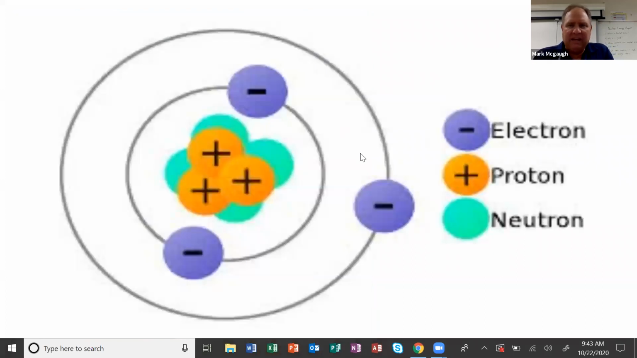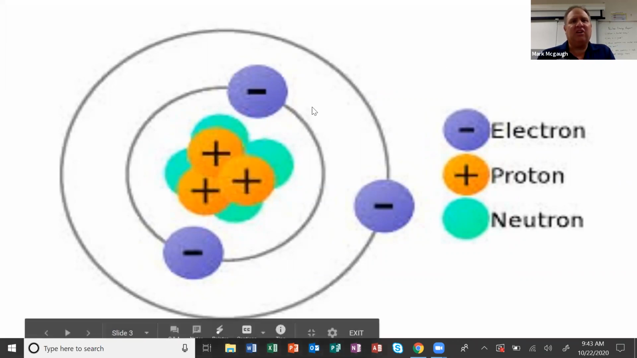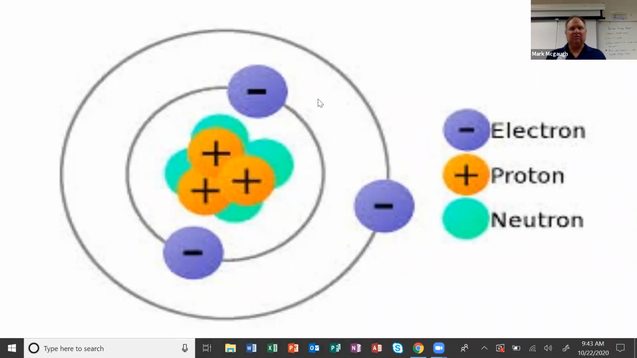So here we have protons. Those are the orange dots. Out here, we have the electrons. Electrons are in orbit around the nucleus. The protons and the neutrons are in the nucleus. And what we're really talking about today is the neutrons more than anything else, because we've talked about these other things. Okay. Protons have a positive charge, and they attract things with a negative charge.